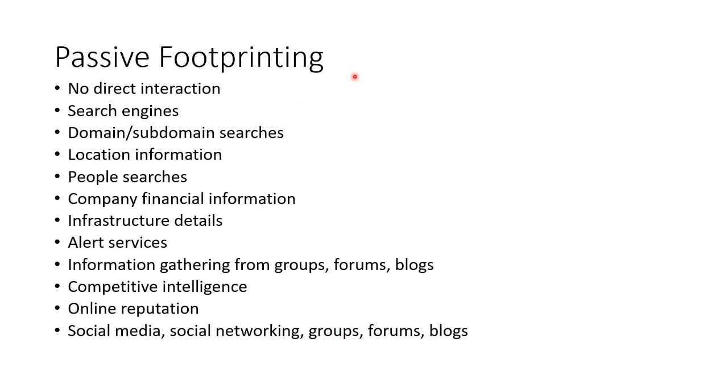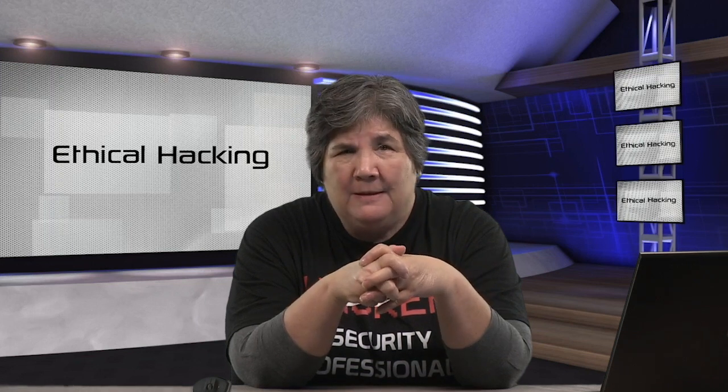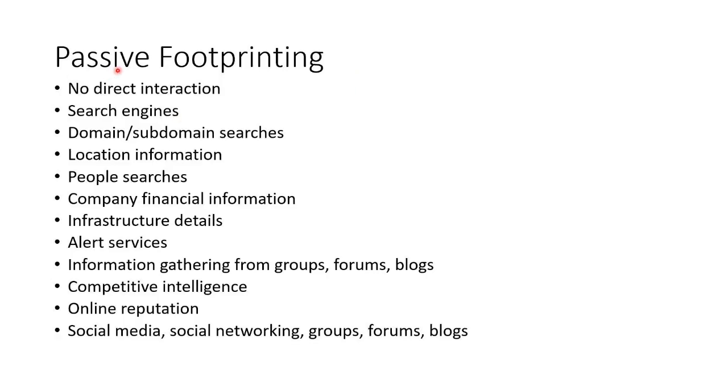Passive footprinting is all about gathering information without them knowing. So you do not interact directly with them at all. You do online searches. You get publicly available information. You are not doing anything that is going to attract their attention at all. You're anonymous, so there's no direct interaction. You use search engines and you search for domains and subdomains. Remember, a domain is something like Microsoft.com, and subdomains are like sales.microsoft.com, eastcoast.microsoft.com, westcoast.microsoft.com. You get physical location information.